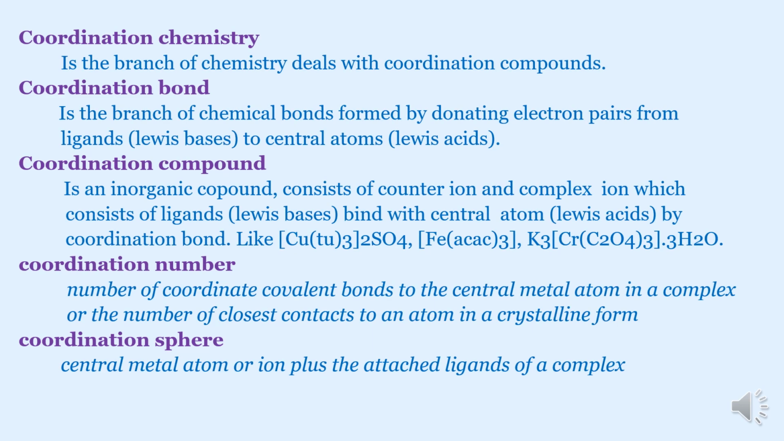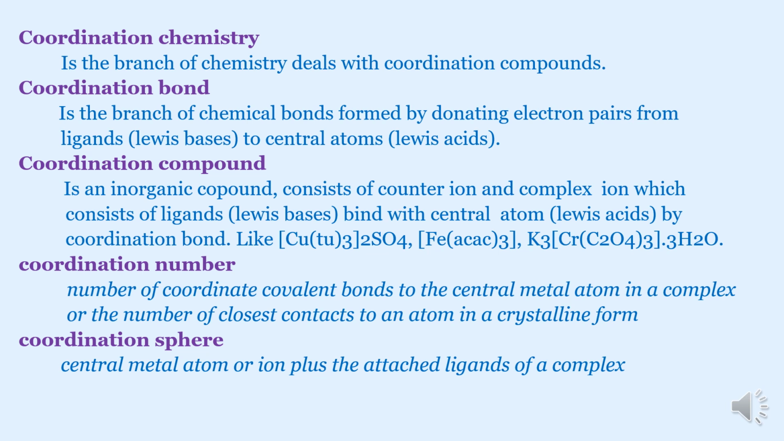Coordination chemistry is the branch of chemistry that deals with coordination compounds. Coordination bond is another type of chemical bond, formed by donating an electron pair from the ligand (Lewis base) to the central atom (Lewis acid).